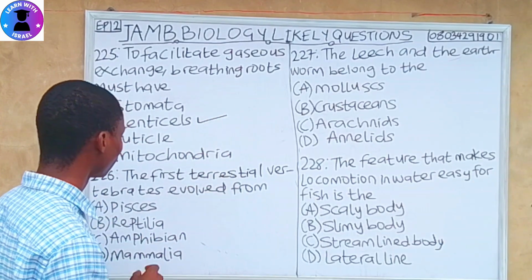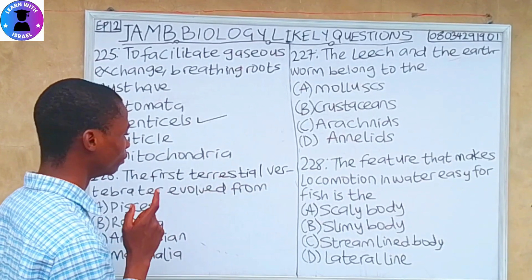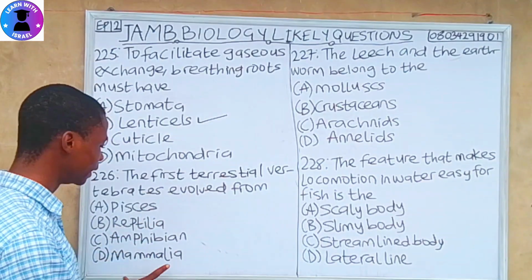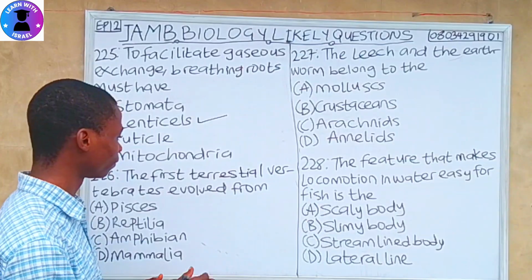Question 226. The first terrestrial vertebrate evolved from A. Pisces, B. Reptilia, C. Amphibian, D. Mammalia. So guys, I want you to be very attentive.